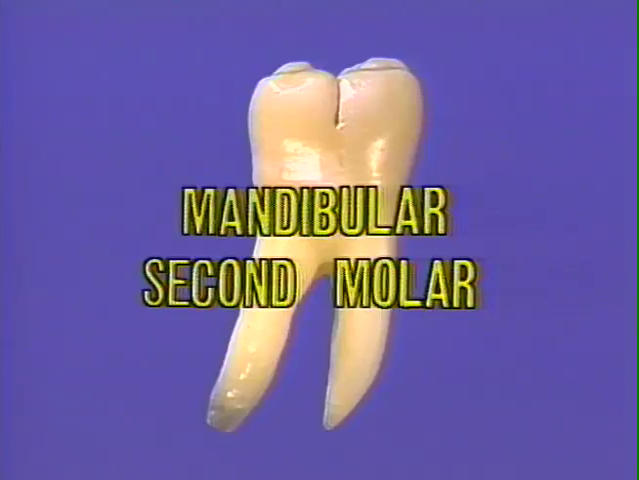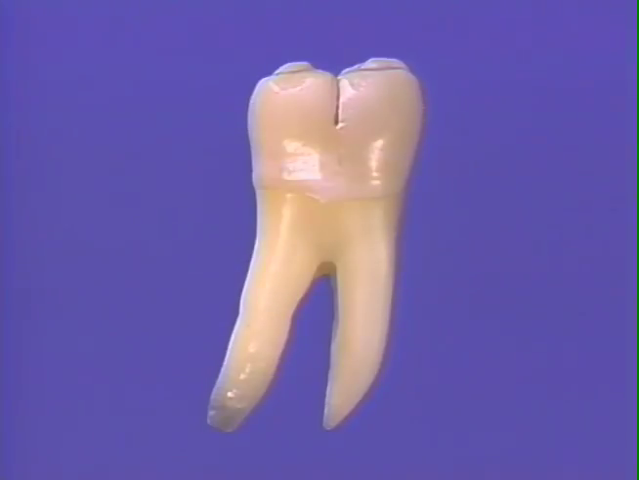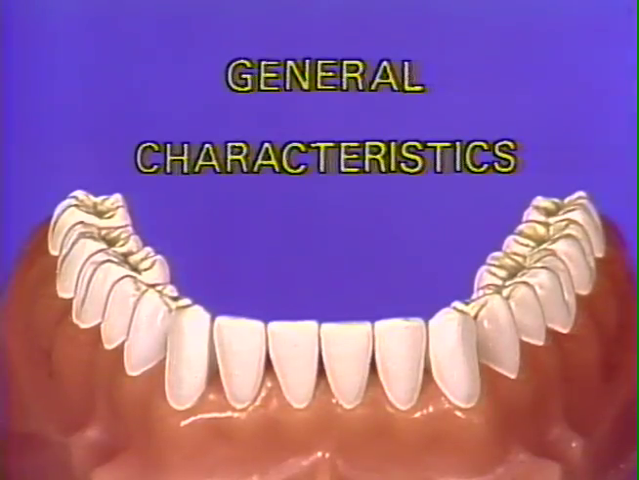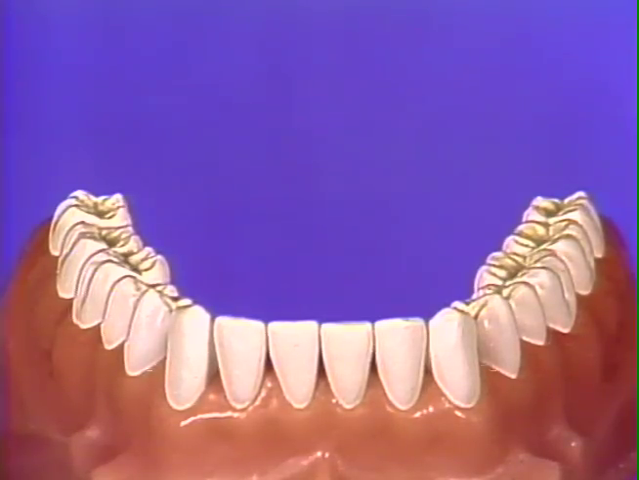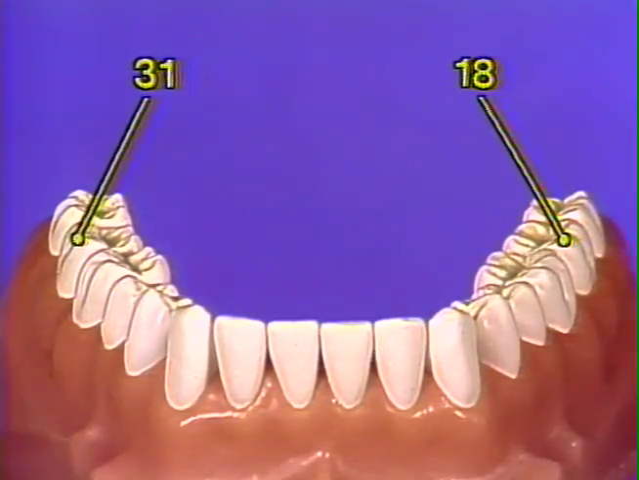Mandibular second molar. General characteristics. The mandibular second molars are the 7th teeth from the midline and are identified according to the universal numbering system as teeth number 18 and number 31.